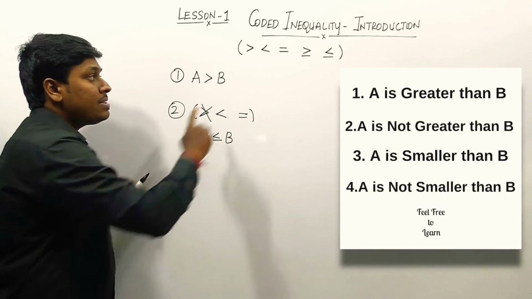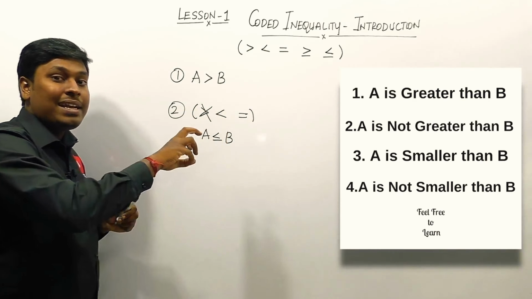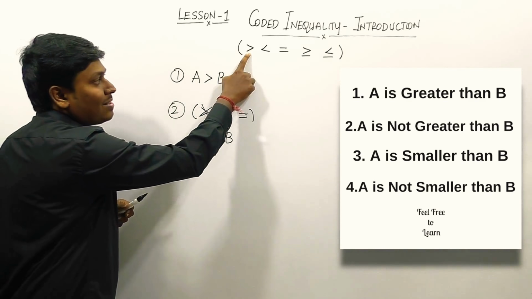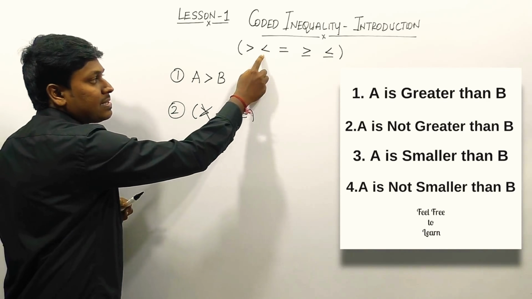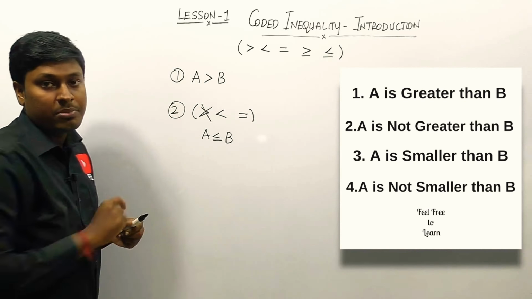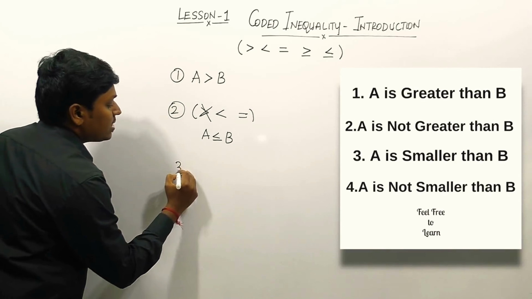Listen carefully, the major symbols are greater than, less than, and equal to. Here the condition says while comparing A and B, A is not greater than. So if it is not greater than, then the remaining 2 symbols are less than and equal to. So finally the answer for condition number 2 is A less than or equal to B. Let me move on to condition number 3.